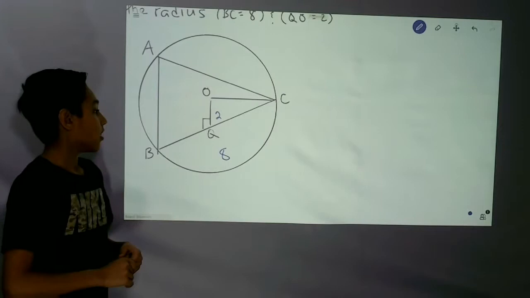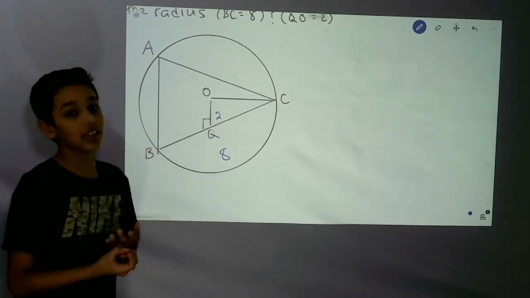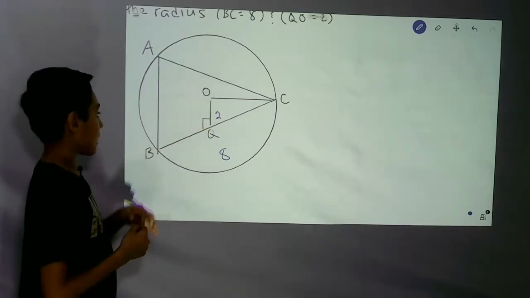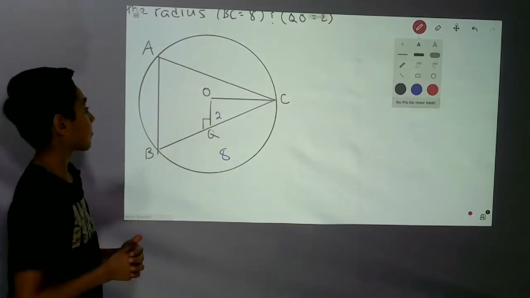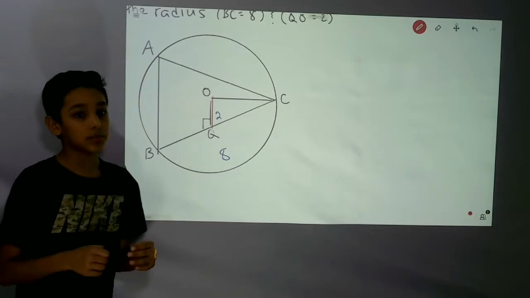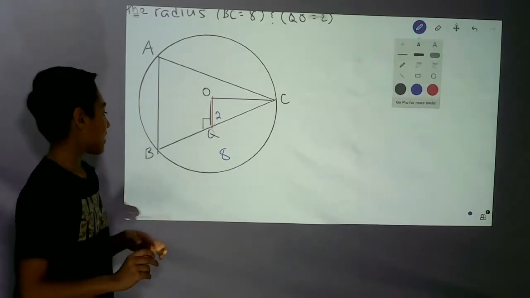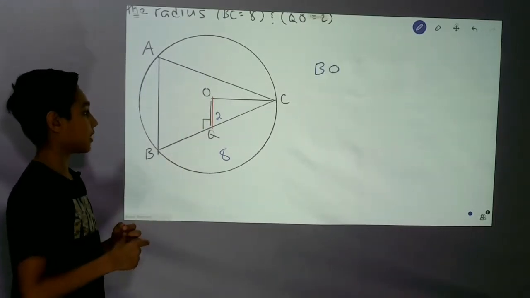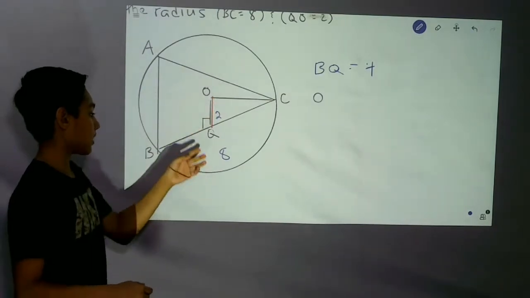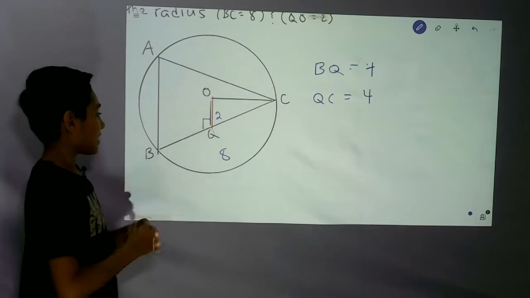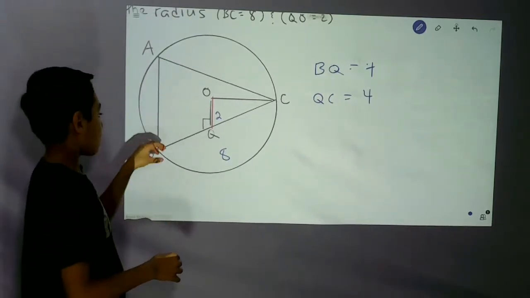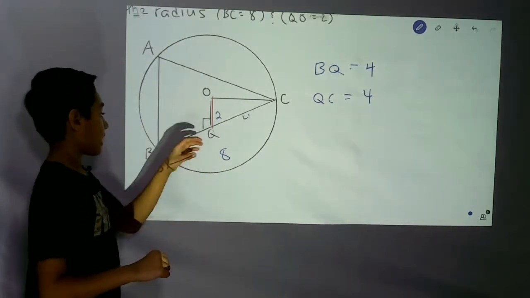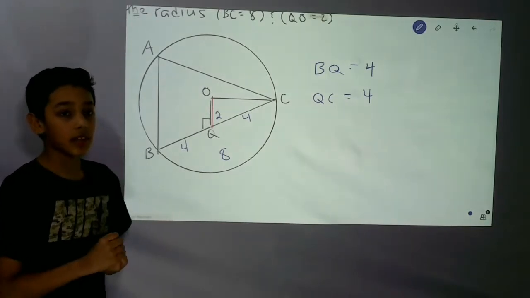It also indicates that OQ perpendicularly bisects BC, because Q here is the midpoint of BC, and OQ is a line that goes straight through it. So then we know that BQ must equal 4 and QC must equal 4 also, because this whole length BC equals 8. And since OQ bisects it, that means it splits BC in half to leave us with BQ, which is half of 8, which is 4, and QC, which is half of 8, or 4 again. So we're given those.